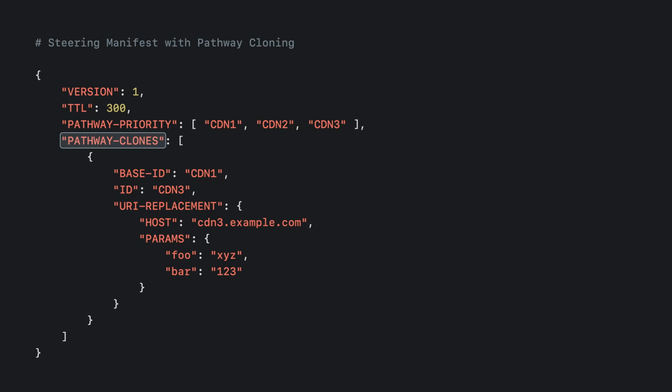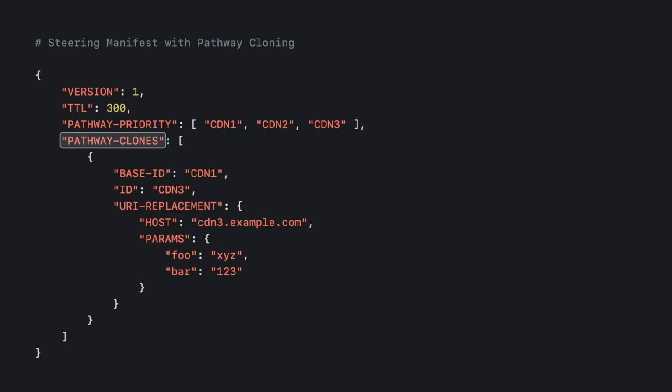We added the pathway clones field with an array of pathway clone objects. Each pathway clone object defines a new pathway cloned from an existing pathway. In this example, we have one pathway clone object. The base ID field specifies CDN1 to be the original pathway to clone from. The ID field specifies the new pathway ID to be CDN3.